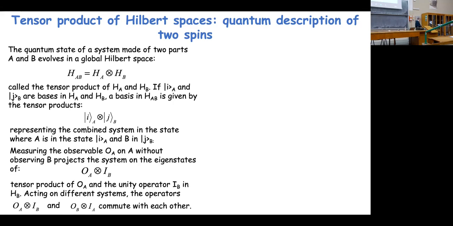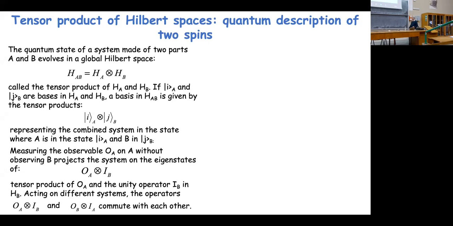Now, suppose that you want to measure an observable of the spin A, that you call O sub A. In fact, what you measure in the global system is an operator which is O acting on A and the identity operator acting on B, because you don't do anything on the B system. So an observable of part A is just O_A times identity on B. And in the same way, an operator acting on B is equal to O_B multiplied by identity on the A system.